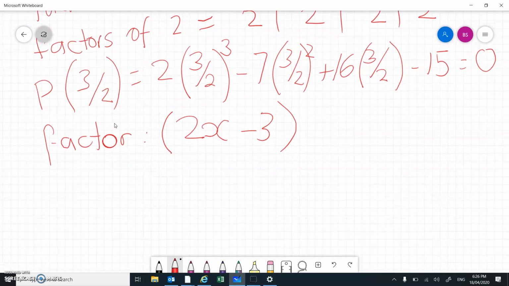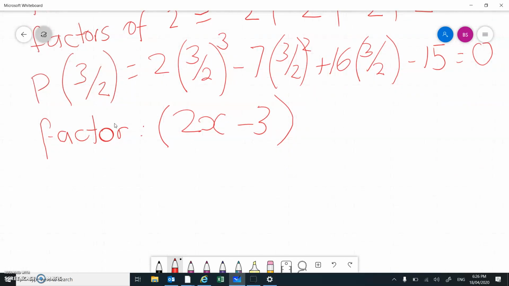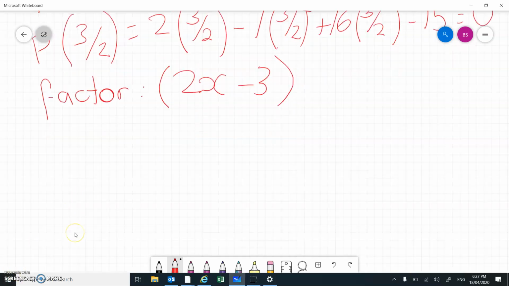Using that, you can either use long division or equating coefficients. You can't use synthetic division because of that 2 there. Oh, actually, no, sorry, I apologize, I said that wrong. You can use synthetic division as well to find the other factors. I might do long division.